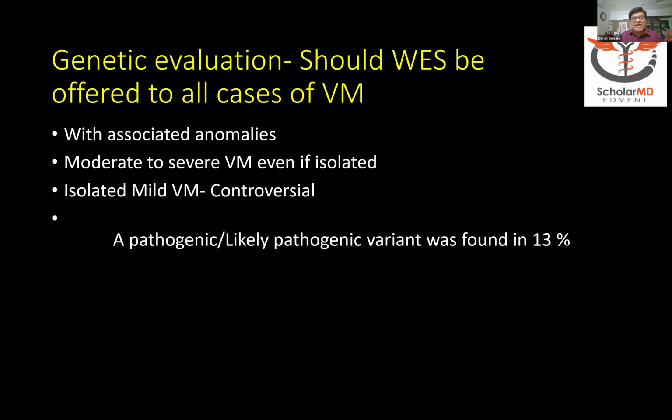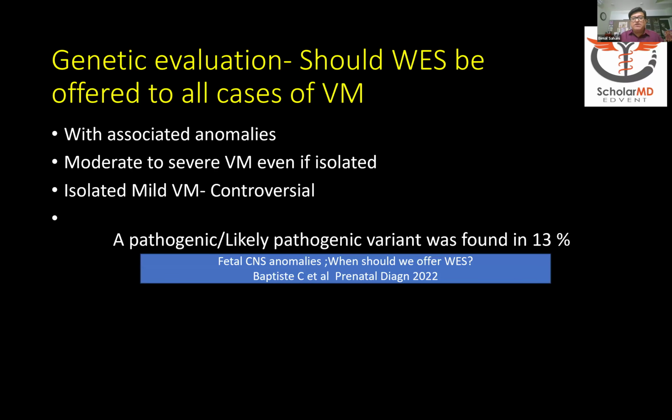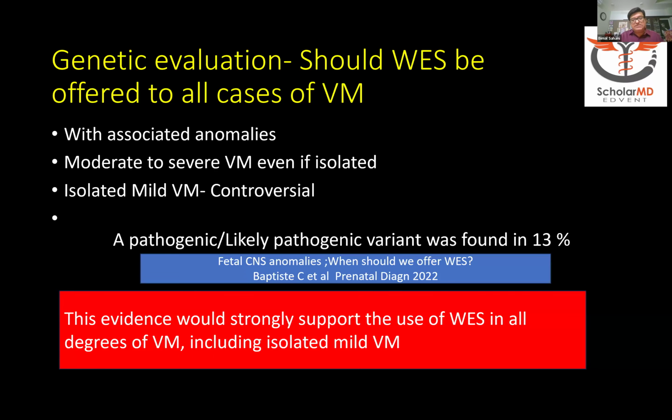But even today, this particular study, which came in 2022, on fetal CNS anomalies, asked when should we offer whole exome sequencing? And they found that a pathogenic or likely pathogenic variant was found in 13% of the cases, and hence it is justified. This study gives you enough evidence to support the use of whole exome sequencing in all degrees of ventriculomegaly, including isolated ventriculomegaly. But then every country, every region may have its own protocols, and we need to go according to that.